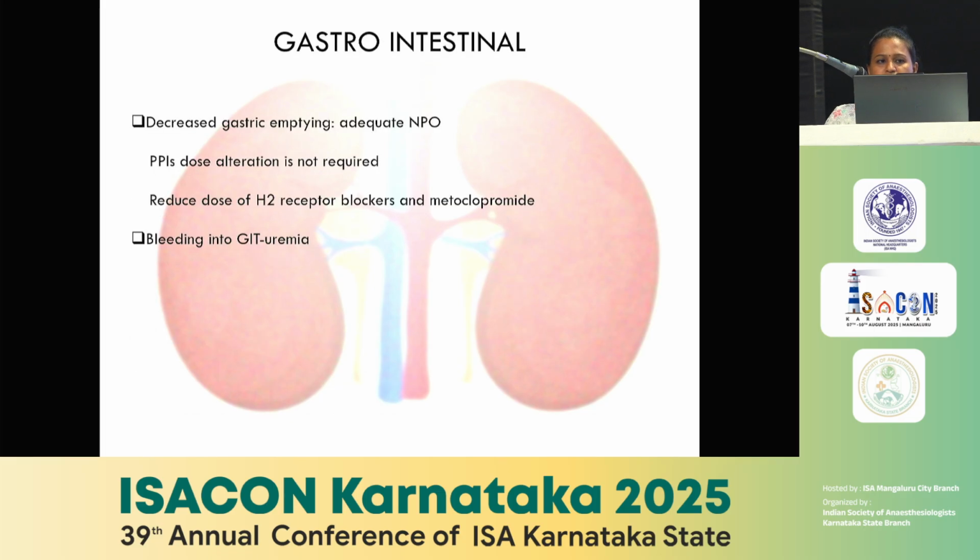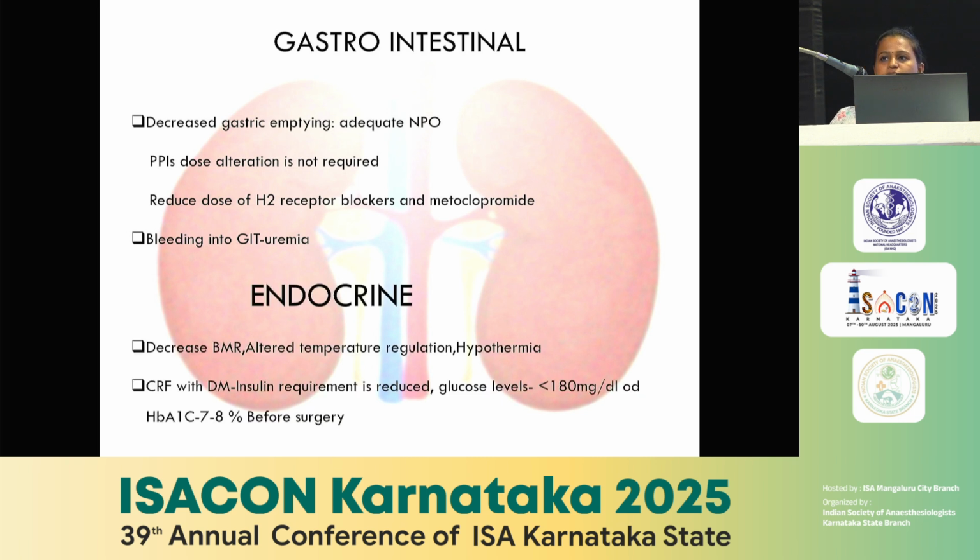There is gastroparesis, so the decreased gastric emptying which leads to increased aspiration. So adequate NPO status has to be maintained. The dose of PPIs need not be altered, but there is reduced dose of H2 receptor blockers and metoclopramide has to be considered. In case of uremia, there can be bleeding into GIT system as well.